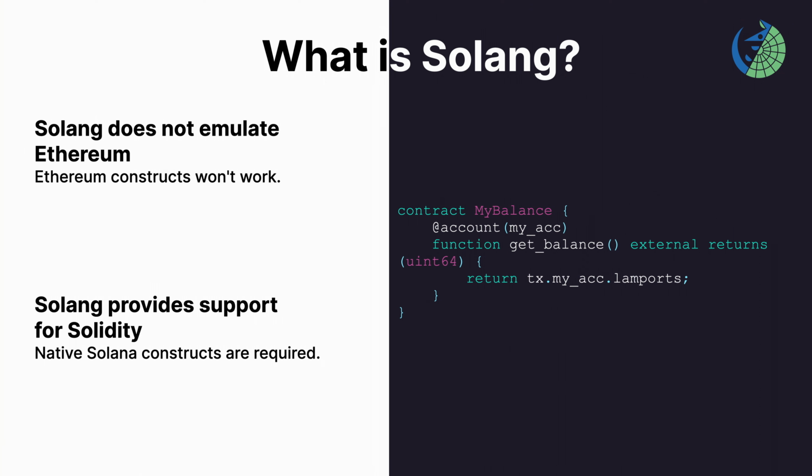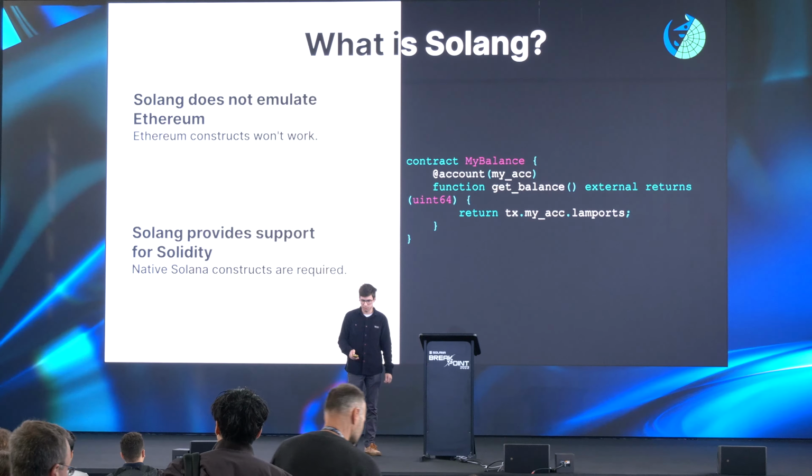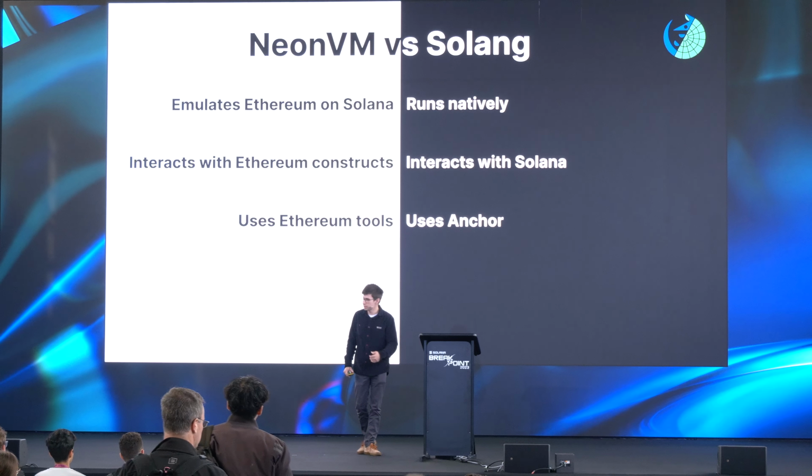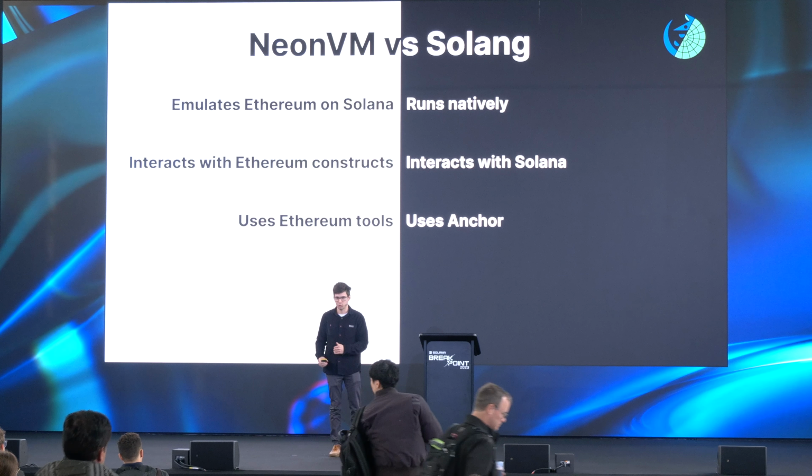So in this example that I have here on the right-hand side, I'm checking the balance of an account. So you need to declare the account you're going to use in this function and retrieve the Lamport field from the account info struct.